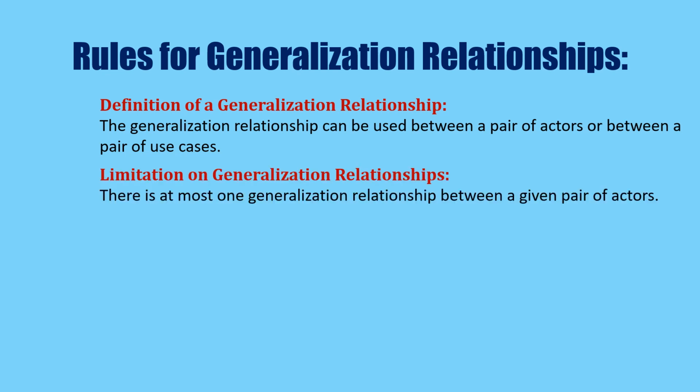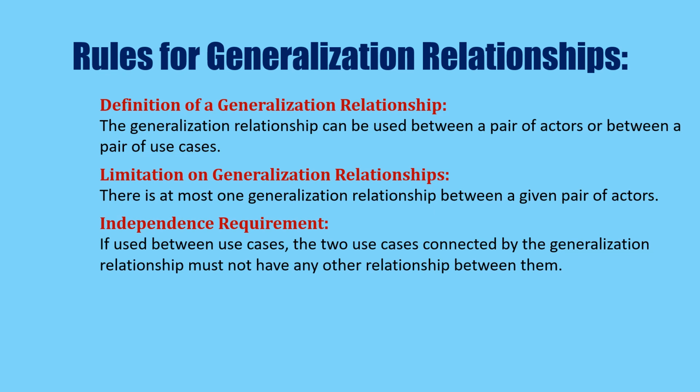Limitation on generalization relationship. There is at most one generalization relationship between a given pair of actors or a given pair of use cases. However, one actor may have a generalization relationship with any number of actors or use cases. For example, a person actor may have a generalization relationship with both student and faculty actors in a university system.